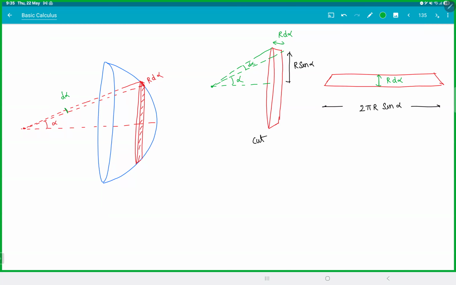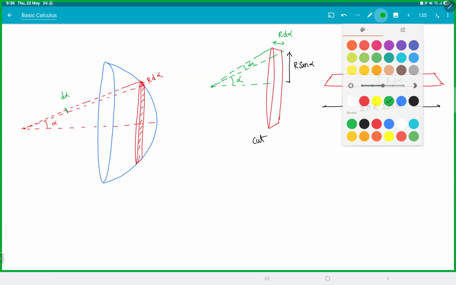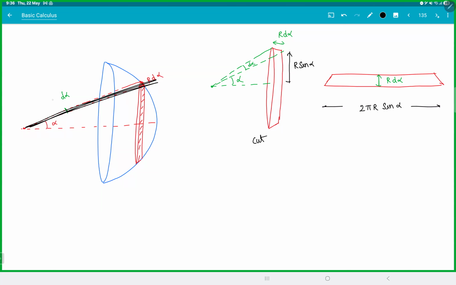So that green color band which I got, that band's radius is r sine alpha. How did I get that? This is radius r. This is alpha. This is a right angle triangle. So this is r sine alpha. Sure? r d alpha is the thickness of that thin band. Okay. This would be r sine alpha. This was the radius r, because this was the center.